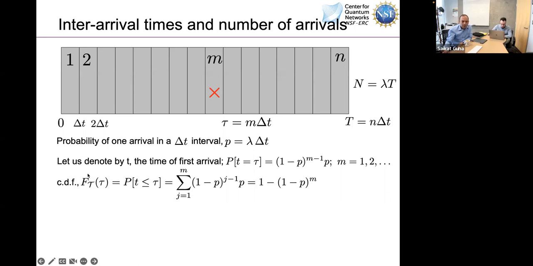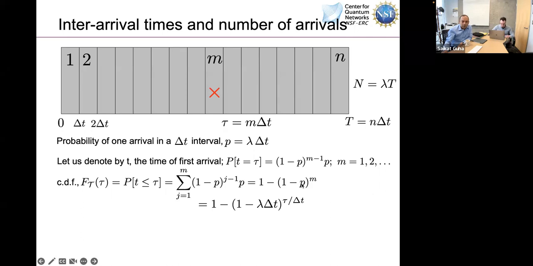Now I can go ahead and substitute the values of p here in terms of lambda delta t. But instead of calculating this probability itself, I'm going to calculate the cumulative distribution function, so the probability that t is less than or equal to tau. For the cumulative distribution function, I'm just adding these probabilities over this index going from 1 to m. So it's the probability that the first arrival occurred at tau or before, from 0 to tau.